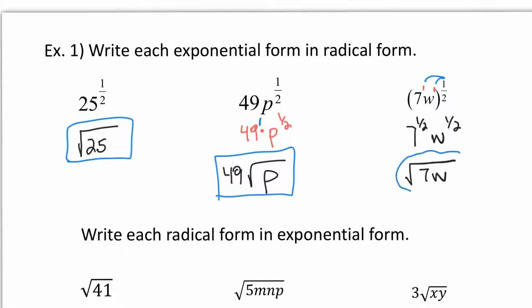So be careful with that difference there when you have parentheses. Anything inside of the parentheses is going to go inside of the radical. And this is your square root because we have 1/2. The 2 on the bottom is the root.